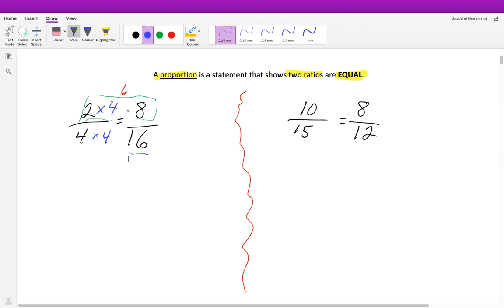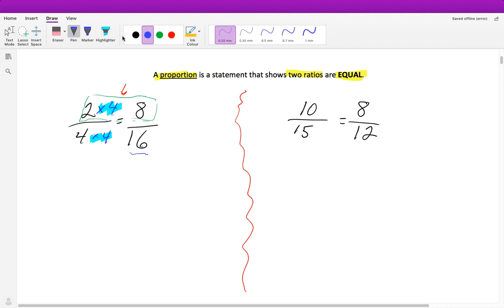All right, so one way that we can show that they are in fact equal to each other in a proportion is if we can just look and see, well, what number times our numerator gives us the other numerator. In this case, it was 4. So then that means if we multiply the other number by 4 as well, it must give us that denominator, which it does. So it shows you that they're in fact equal.